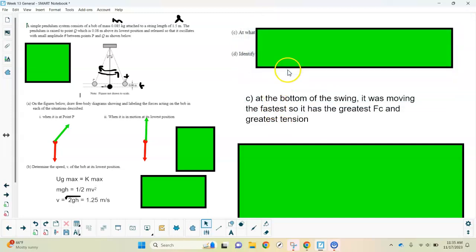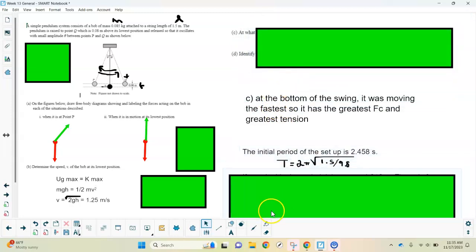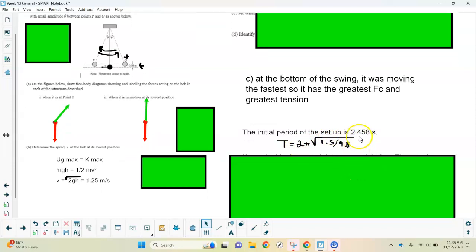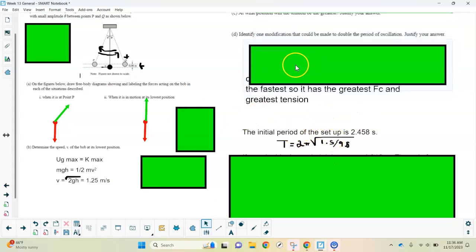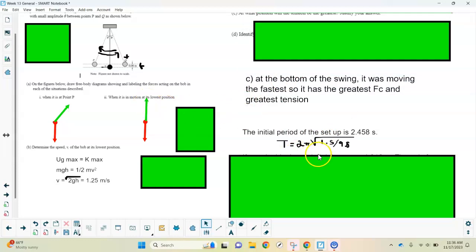Identify one modification you can make, so that's looking at the period equation. The period equation is T equals 2 pi square root of L over g. You really can't change g unless you go to a new place or a new planet. I calculated the period just to check it, and it's 2.458 seconds for this initial setup. In order to make the period get bigger, which is what you want, to double it, you have to increase the length.